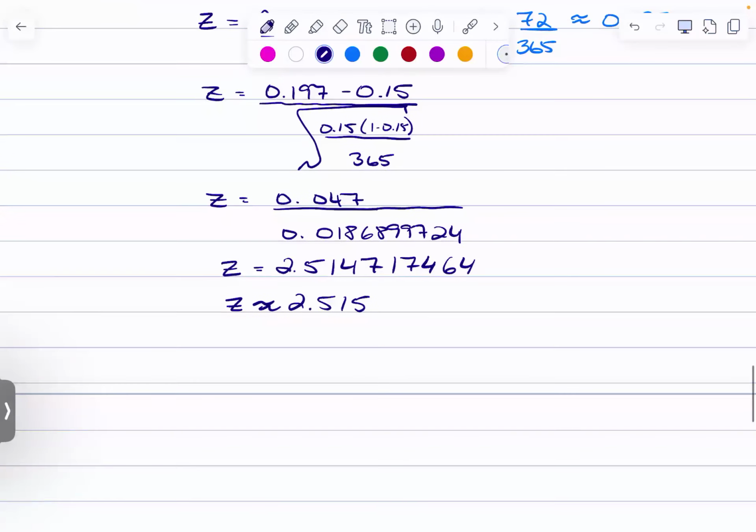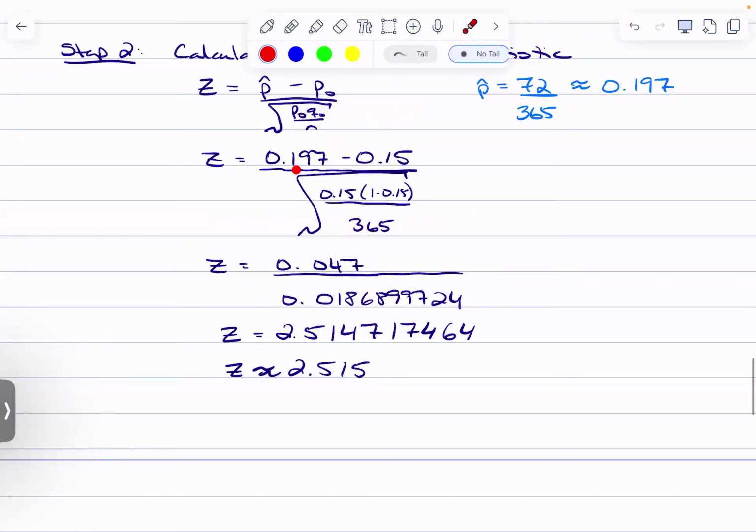From the quiz, what does that tell you? What? This was on the quiz, but we're just learning it now. I know, but what does a Z-score tell you? It tells you that 0.197 is 2.515 standard errors above 0.15. Quite far, right? Kind of within reason, right?